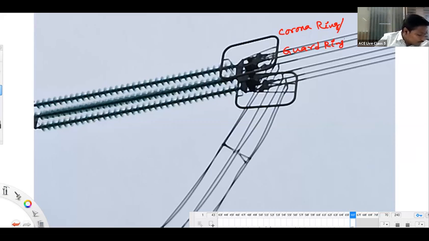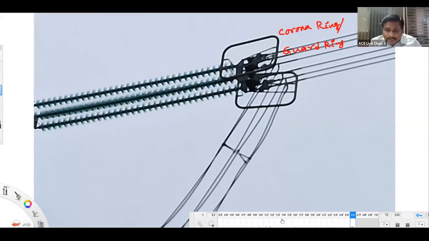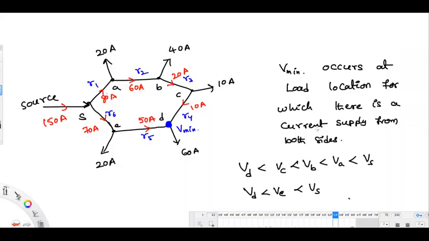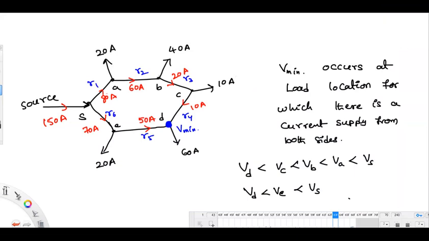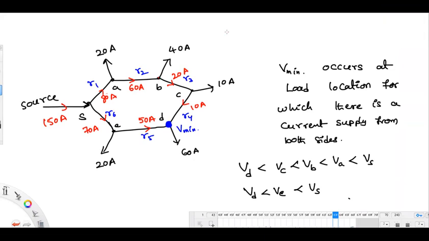Yes, sir. Another doubt is there, 63F. Sir, in this we can consider it in a reverse direction also. That B has the least potential, sir. B is having less potential. If we see from the other side, starting from the other side, circulating current. Okay, you start from B, you want. I'm starting from the source only.